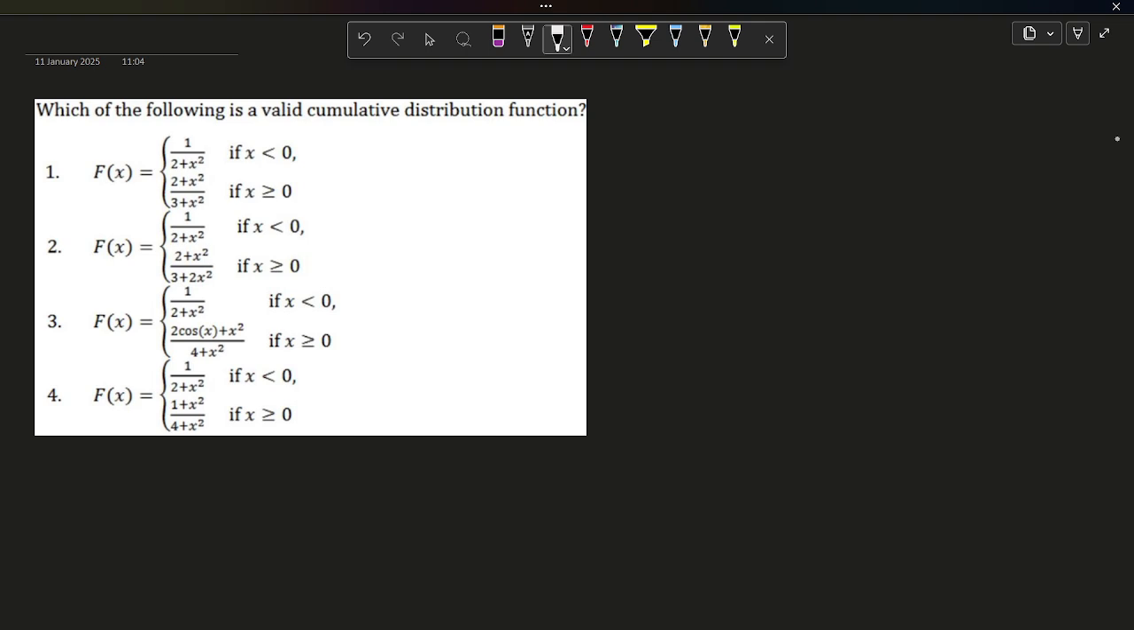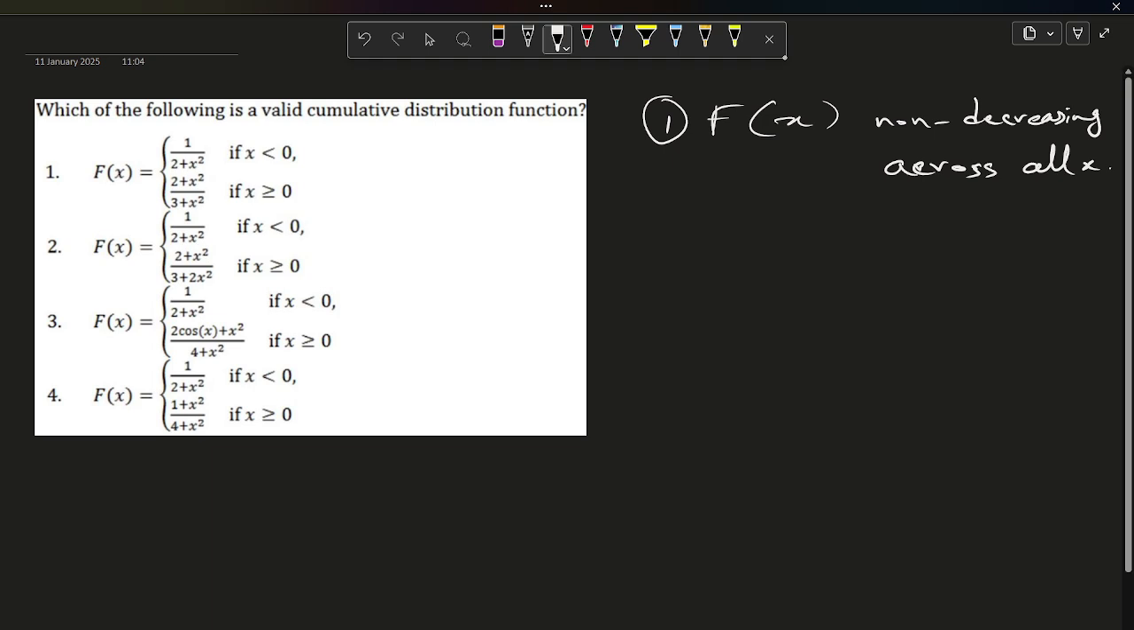We are trying to determine which of the given functions is a valid cumulative distribution function. So we need to check if the following conditions are satisfied. What are the conditions? First, the non-decreasing property, because we know that F(x) should be non-decreasing across all x.